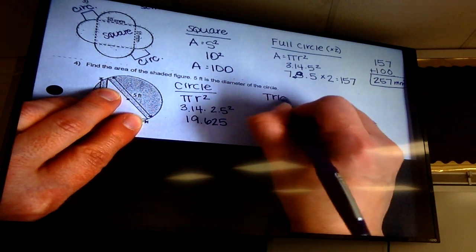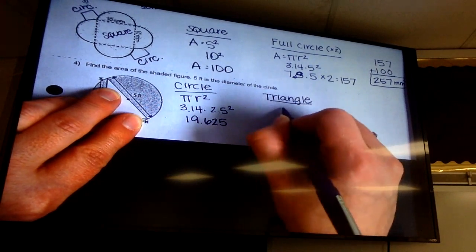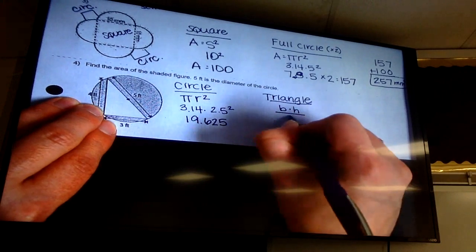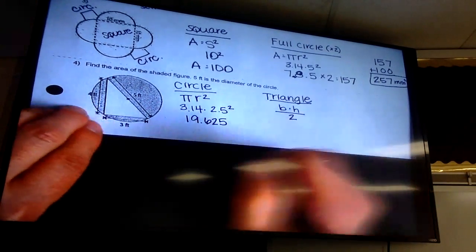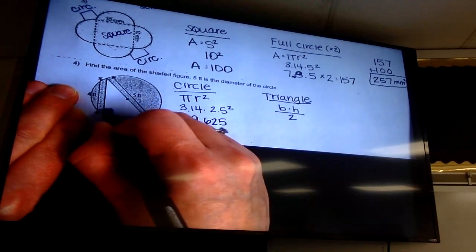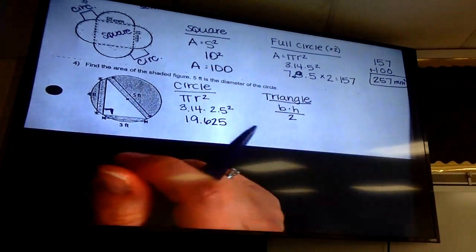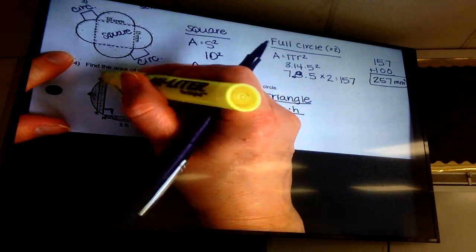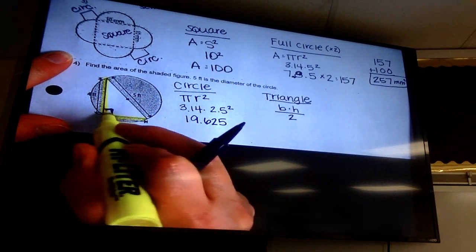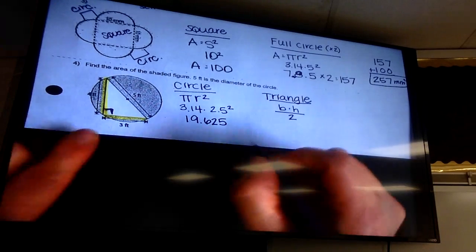Okay, the next shape that I see is a triangle. And the area formula for a triangle is base times height divided by 2. Now, to find the base and the height of a triangle, you always look for a 90-degree angle. So here's a 90-degree angle, and the 2 lines that make up that 90-degree angle, so I have this line right here and this line right here, that would represent the base and the height. And it doesn't matter which one you put in which place.